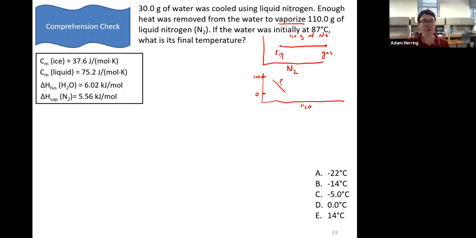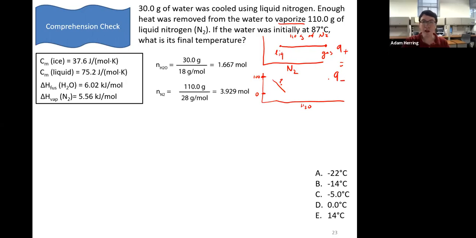Well, we know that the liquid nitrogen, all that's happening for it is the vaporization process. So if we calculate the amount of energy that is absorbed by the liquid nitrogen, that's going to be equal to the amount of energy that's released by the water. And then we can calculate the final temperature. So note that our standard or constant values are all in energy per mole. And so let's start by converting the mass of each substance into moles. We can do that by dividing the mass by the molar mass, both for water and for nitrogen.